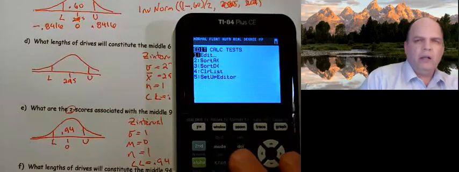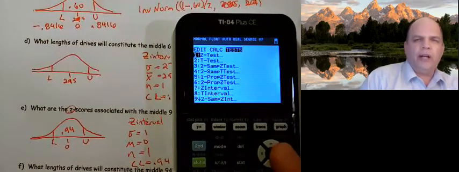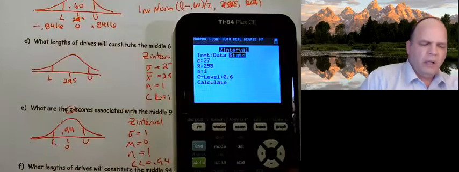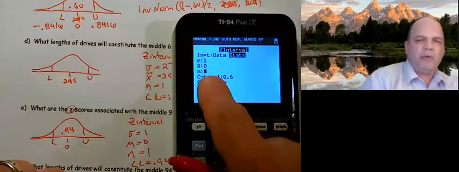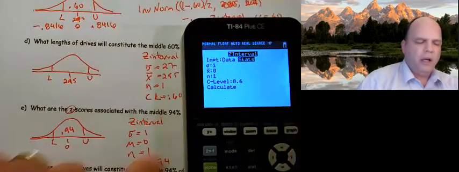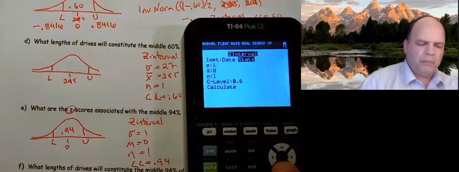So stat, arrow over the word test. And we want number 7 for z-interval. Our standard deviation is 1. Our mean is 0 because we're centered on 0. We don't have a sample size, so we're using 1. We want the confidence level to be at 0.94.